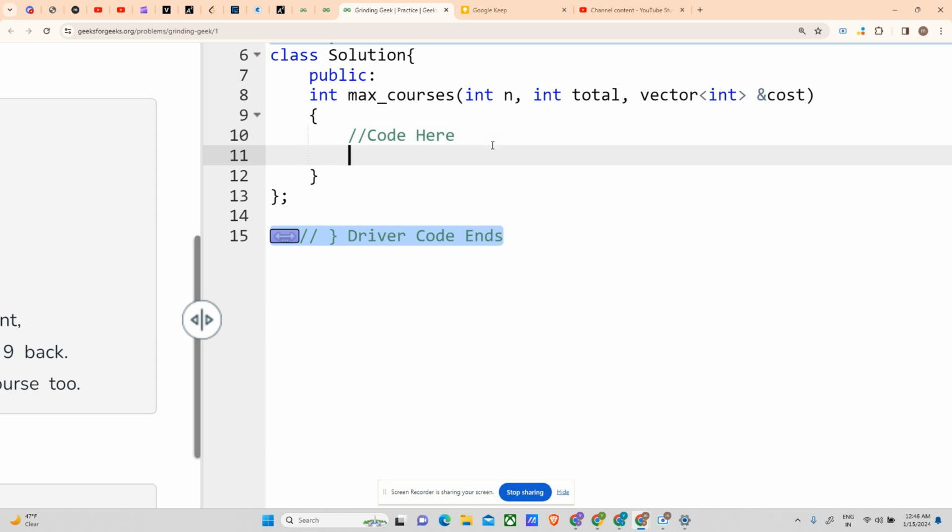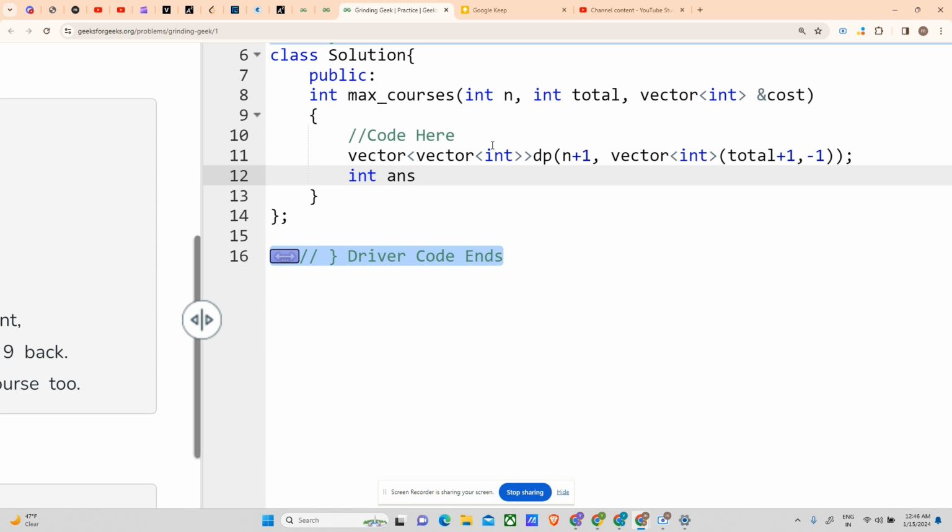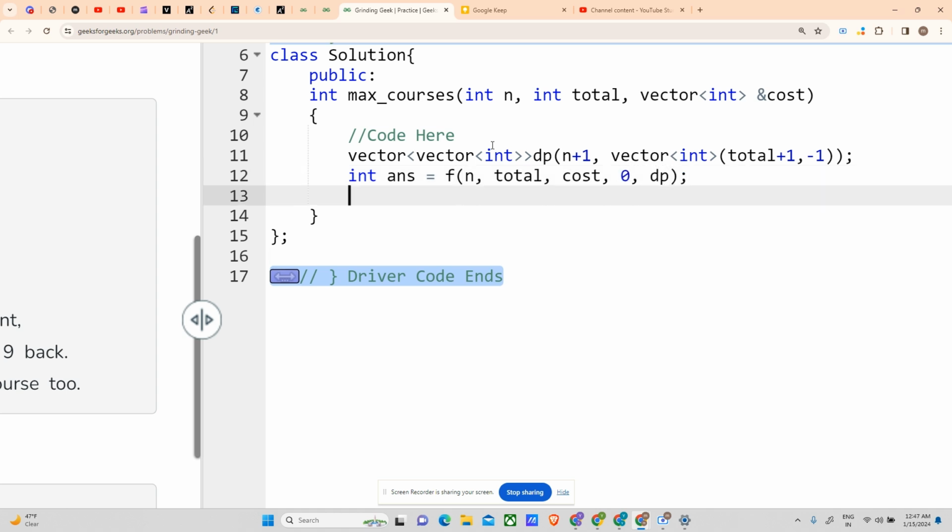Moving to the code, I will first make a dp array of type int. Size will be n plus 1 cross total plus 1, initialized by minus ones. My answer would actually be solved by a function f, and I will pass n to it, my total to it, my cost to it, my initial index 0, and my dp array to it. And after I get the answer, I will return the same answer.